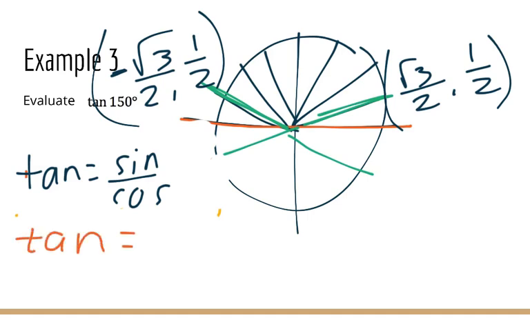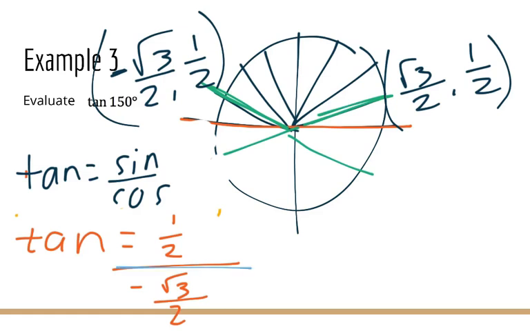So sine over cosine, well, the sine is the y value, so that was 1/2, over the cosine is the x value, and that was negative root 3 over 2. And that's my answer. That technically is correct, but that looks like a very complicated fraction, so let's make that easier. In fact, you'll never leave an answer like that.